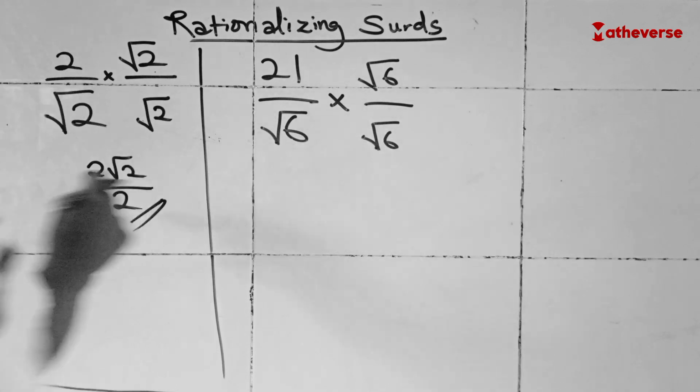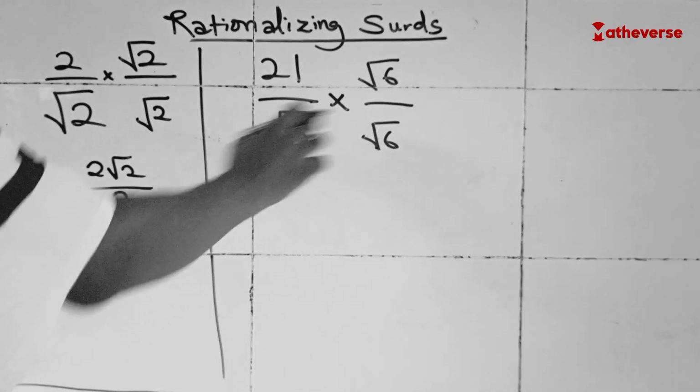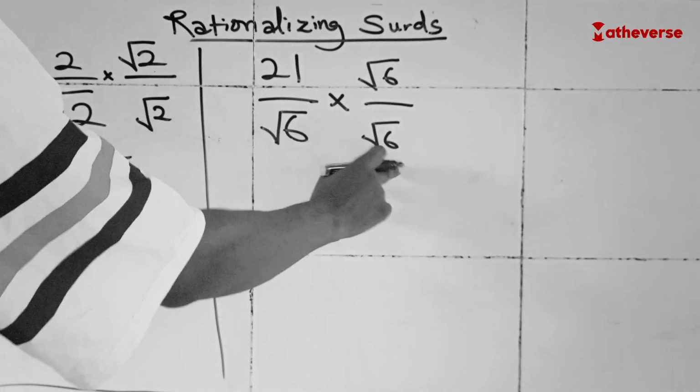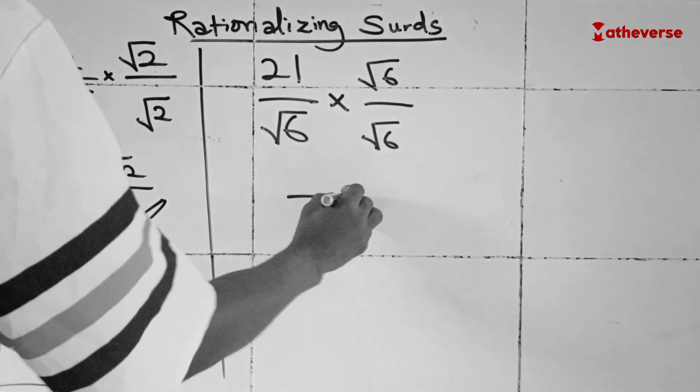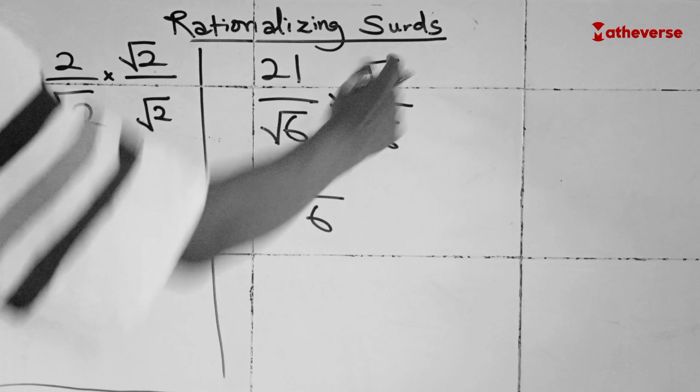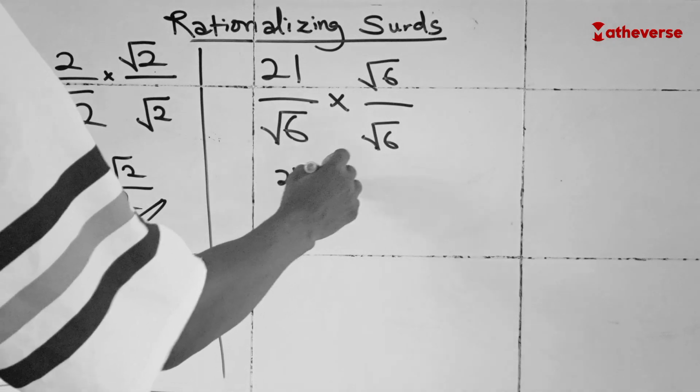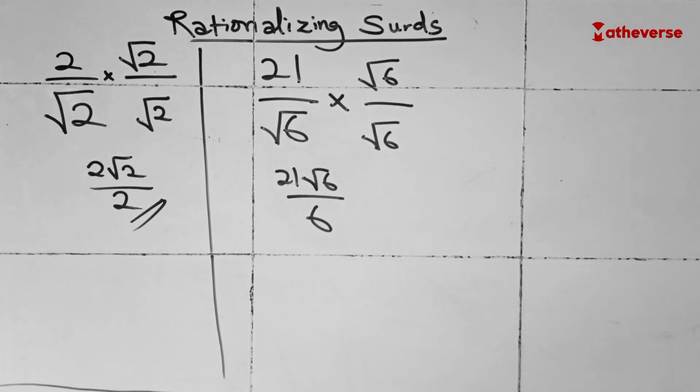And what would you get? Root 6 times root 6. I told you it gives you the number. You take away the root. You just pick the number. That's 6 and 6. You pick 1 6. So it will now be over 6. 21 times root 6. That will be 21 root 6. So this becomes the answer.